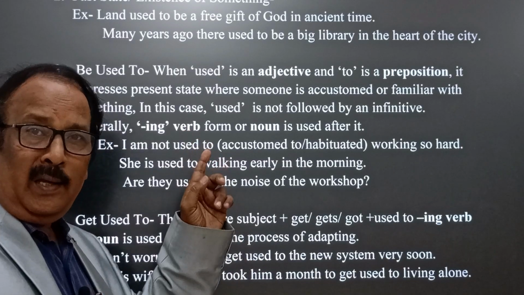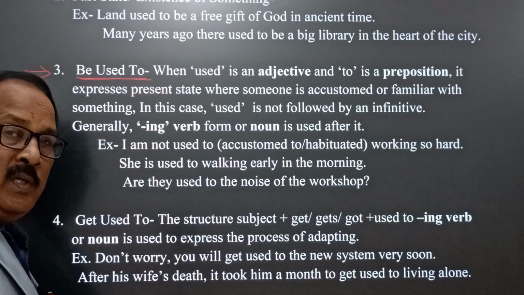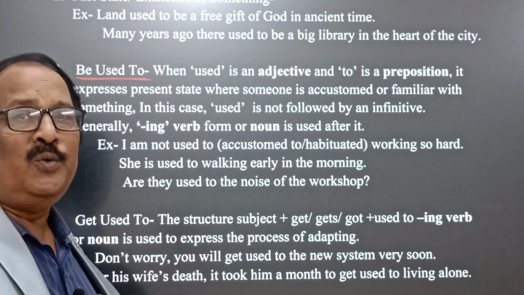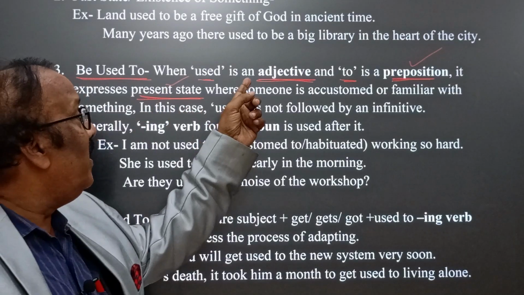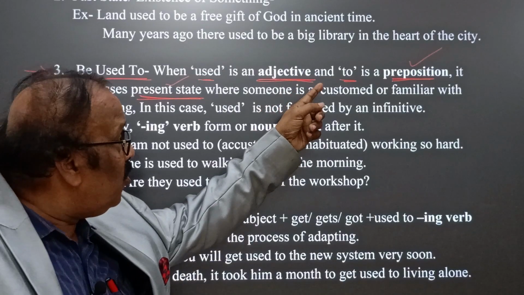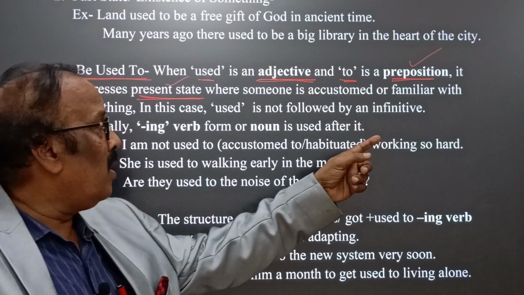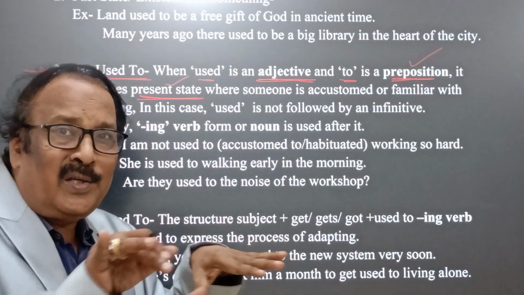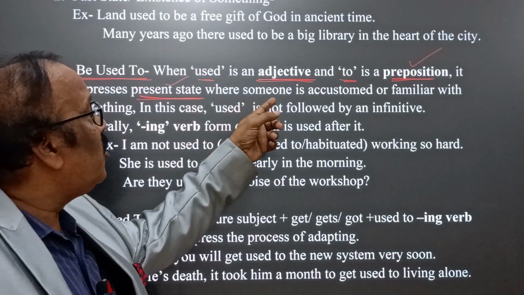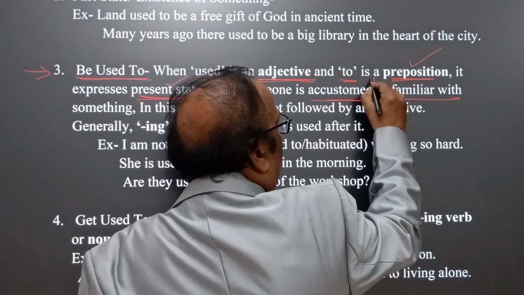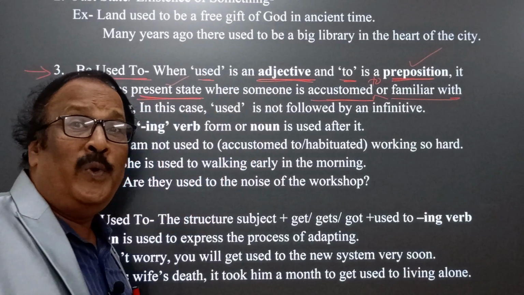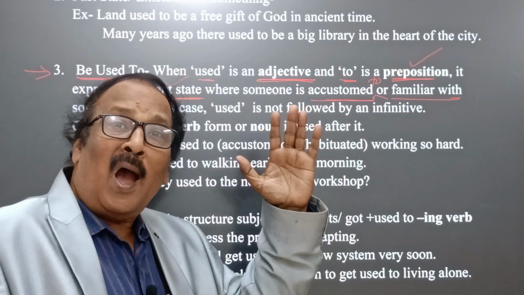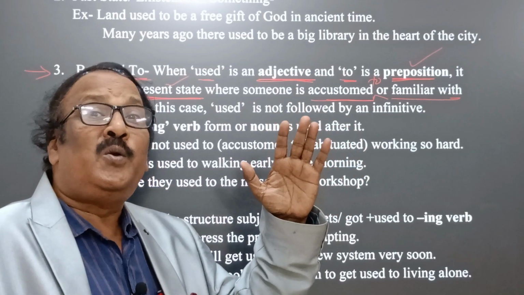Come to point 3: be used to. This is another way how we can use "used to". When "used" is an adjective and "to" is a preposition, it expresses a present state or condition, where someone is accustomed to or familiar with something. In this case, "be" means is, am or are used to.